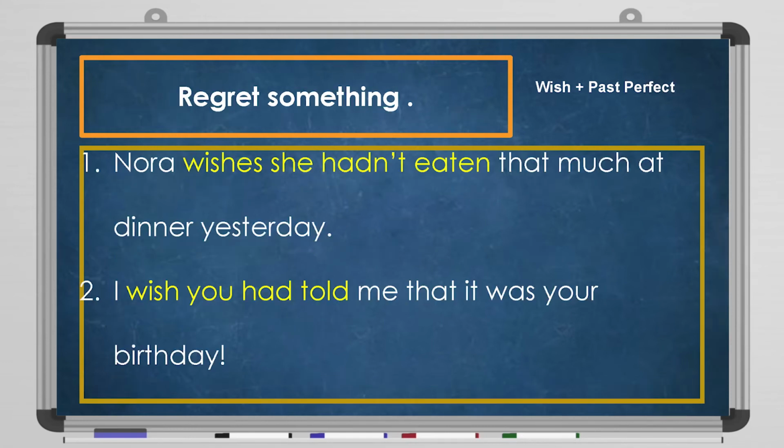If I want to express my regret because I regret something, I will use wish with the past perfect. For example, Noura wishes she hadn't eaten that much at dinner yesterday. Or I can say, I wish you had told me that it was your birthday. So both sentences are in the past. That's why I used the past perfect with wish.